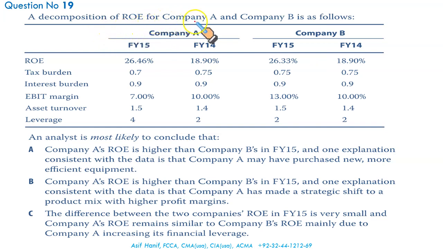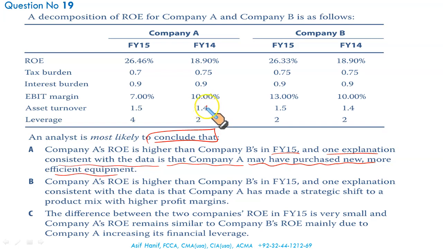A decomposition of ROE for company A and company B is given. ROE is tax burden, interest burden, EBIT, assets turnover and leverage, given for both years for company A and B. An analyst is most likely to conclude what? Company A's ROE is higher than company B's in FY15, and one explanation consistent with the data is that company A may have purchased new, more efficient equipment.